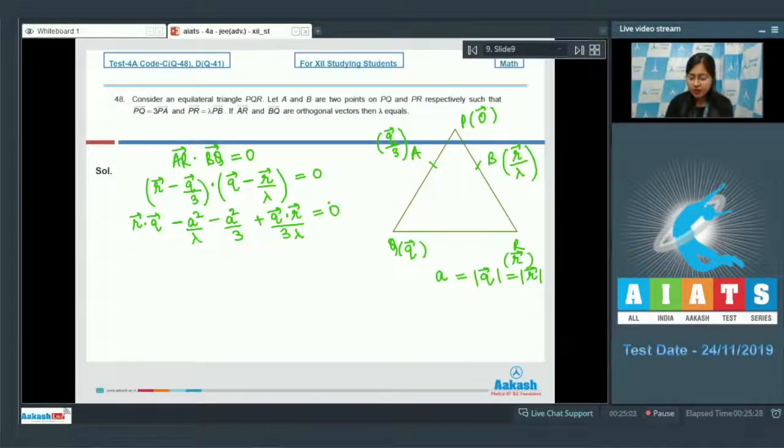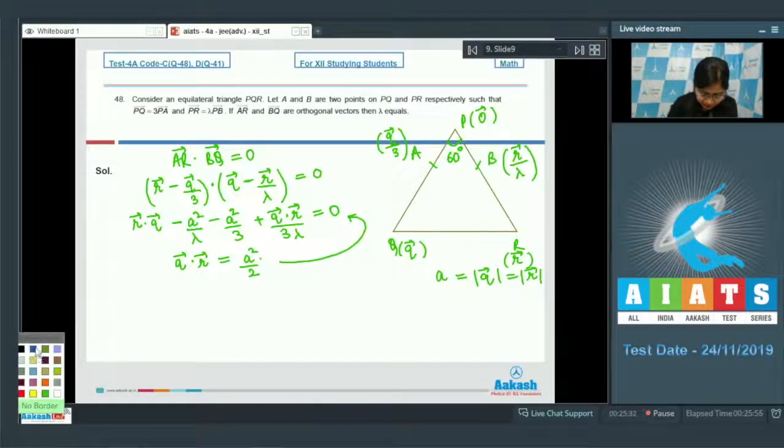Now we need here Q vector dot R vector. Now we know that this is an equilateral triangle and this angle is 60 degrees. So let us take the dot product of PQ vector and PR vector. So Q vector dot R vector is equal to modulus of Q vector times modulus of R vector, that is A square, into cos 60 degrees, that is 1 by 2. So we have from here Q dot R vector equal to A square by 2. So let's put it here.